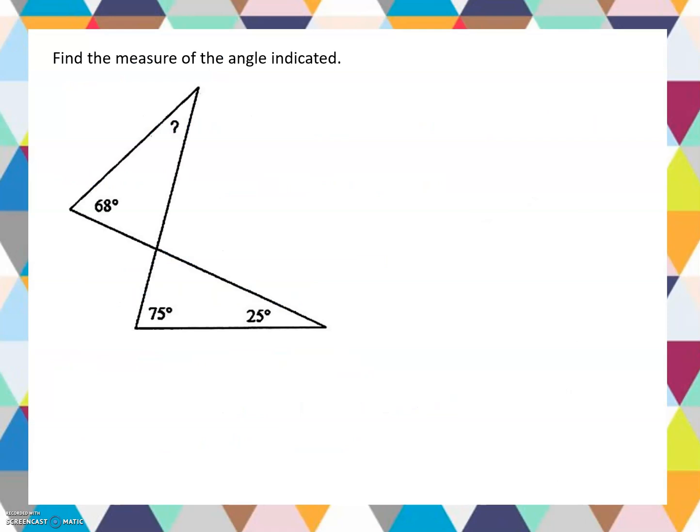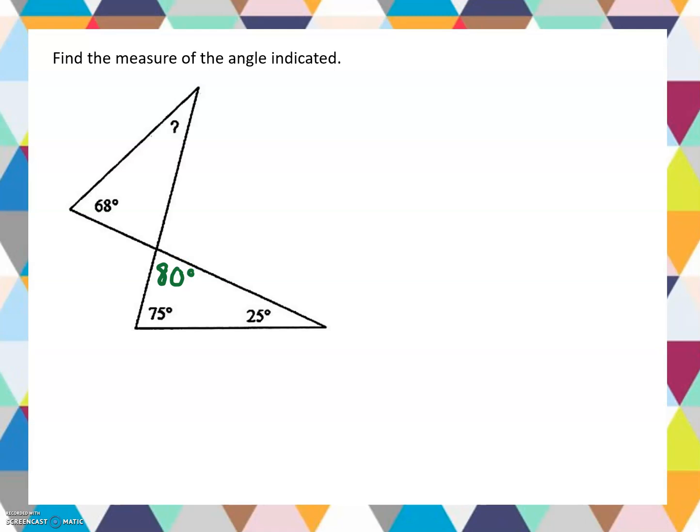This one says to find the measure of the angle indicated. Now we see two triangles here with some information given. We're looking for this angle here, indicated by the question mark. Now look at this bottom triangle. We know that the sum of the angles in a triangle is 180 degrees, and we're already given two of them, 75 and 25. So if we just subtract those numbers from 180, and you can do that in your calculator, you'll get that this angle here is 80 degrees.